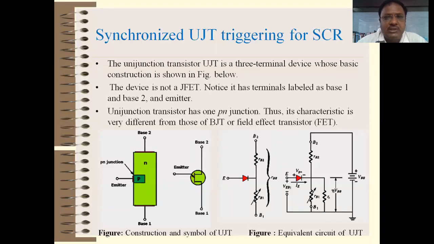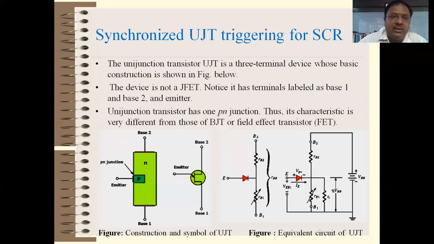So see, this UJT is called unijunction transistor. It looks like a JFET or FET, but it is not a JFET. Remember the terminal names: base 1, base 2, and emitter, right? If you see the JFET, it has terminals called drain, source, and gate, right? In a JFET also, there is one channel and one P-type semiconductor sandwiched, right?